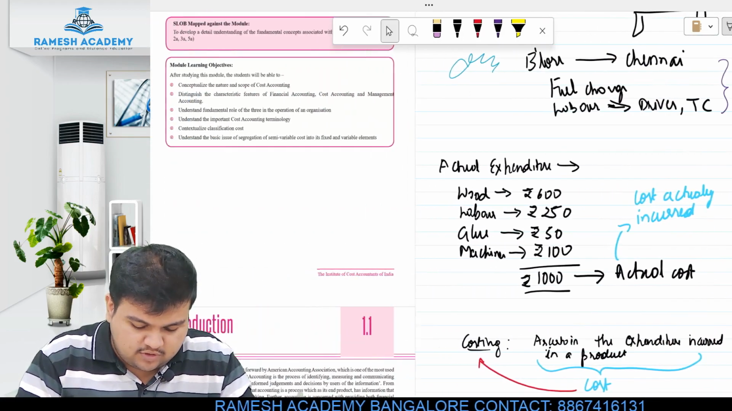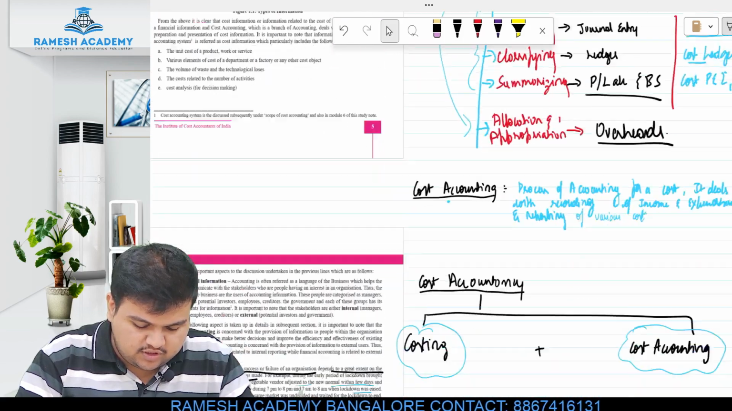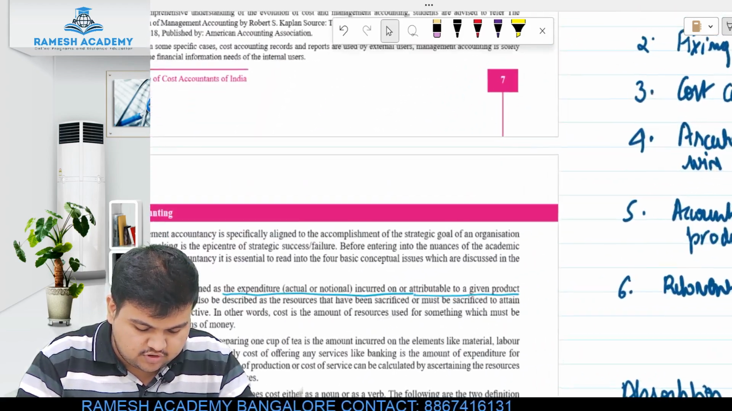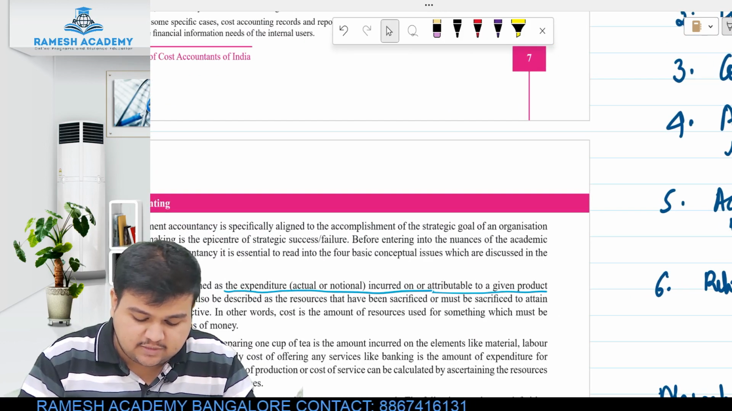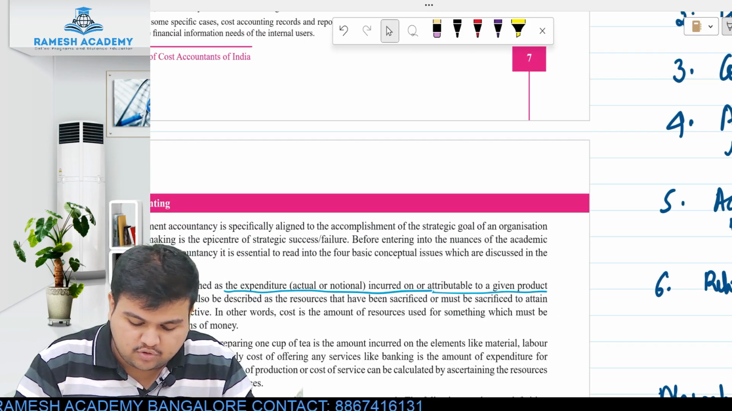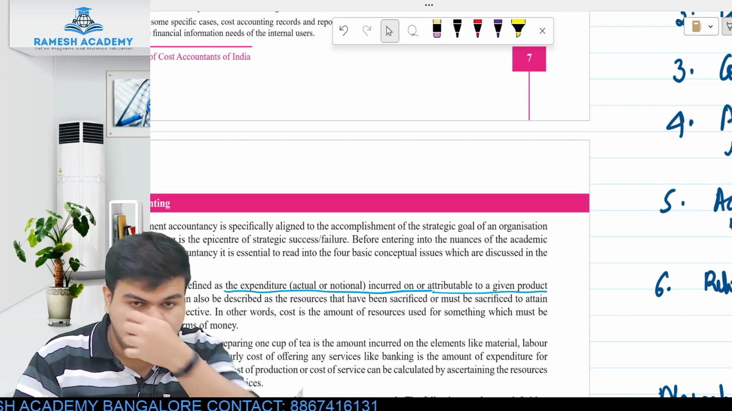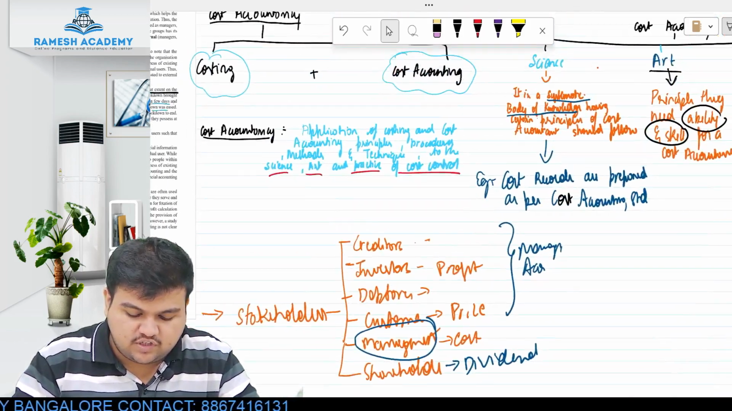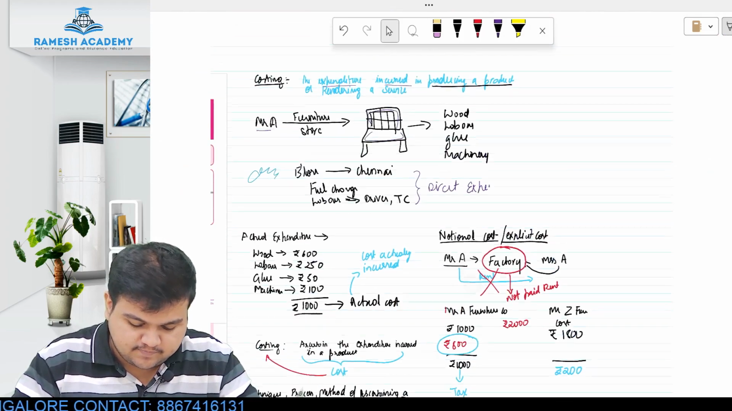So looking over to the definition of what the institute material says. Cost is defined as an expenditure, actual or notional, incurred or attributable to a given product or service. So, discussing the difference between actual and notional.